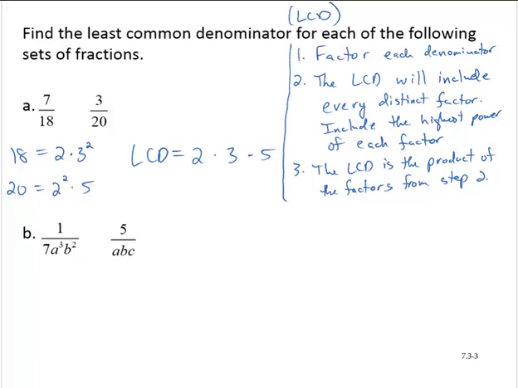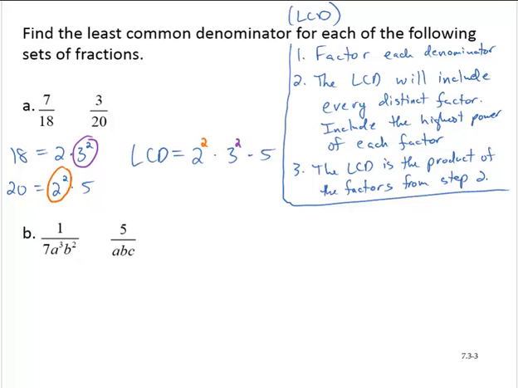But now wait a second. I'm supposed to choose the highest power of each factor. So what's the highest power I see of 2? Well, I see a 2 to the second. That's the highest power on 2 that I see. What's the highest power that I see on 3? Well, I see a 3 to the second. And what's the highest power I see on 5? Well, I only see 5, and so that's a 5 to the first, so I leave the 5 alone.